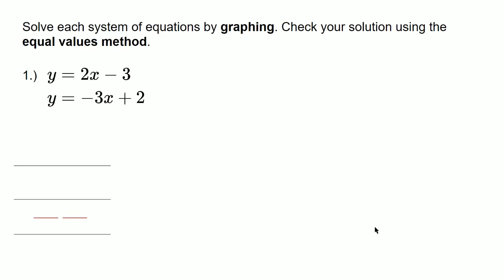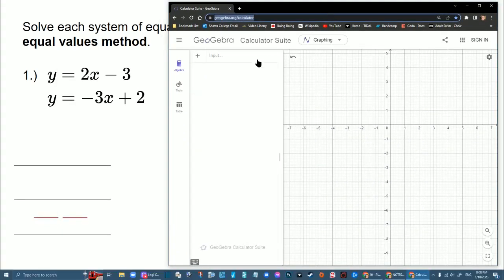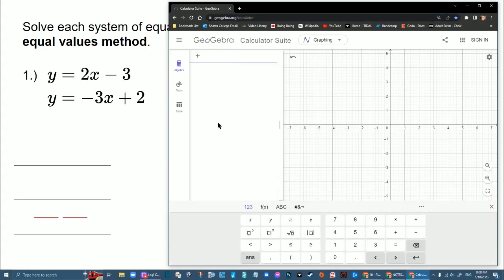So our equations are y equals 2x minus 3 and y equals negative 3x plus 2. And they ask us to solve the equations by graphing and then to check using the equal values method. So I'm going to bring over my other window here. This is GeoGebra. It's very similar to Desmos. And I'm going to graph those equations.